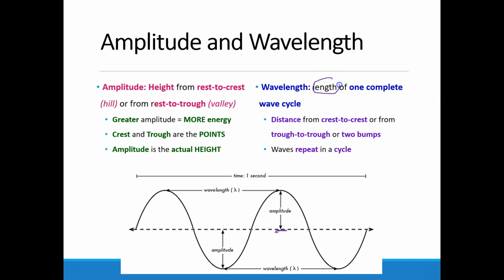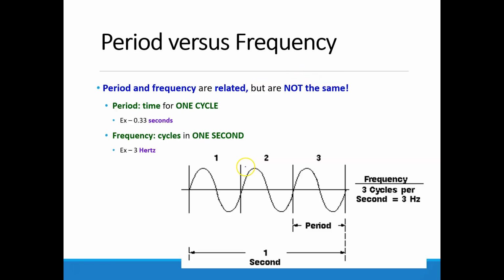Again, anytime you see the word length and the word wave, you know that that means wavelength. Period and frequency are related to each other. Remember, period is the time for one cycle, and frequency is the cycles in 1 second. They are not the same thing, though.